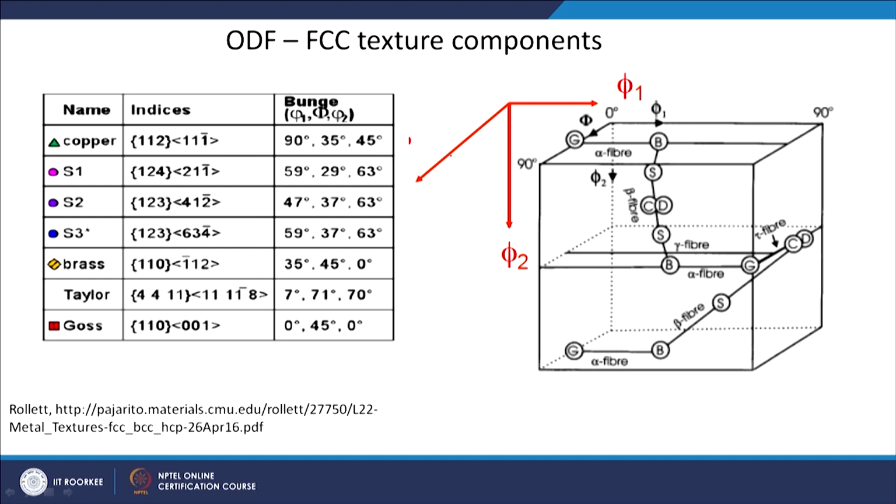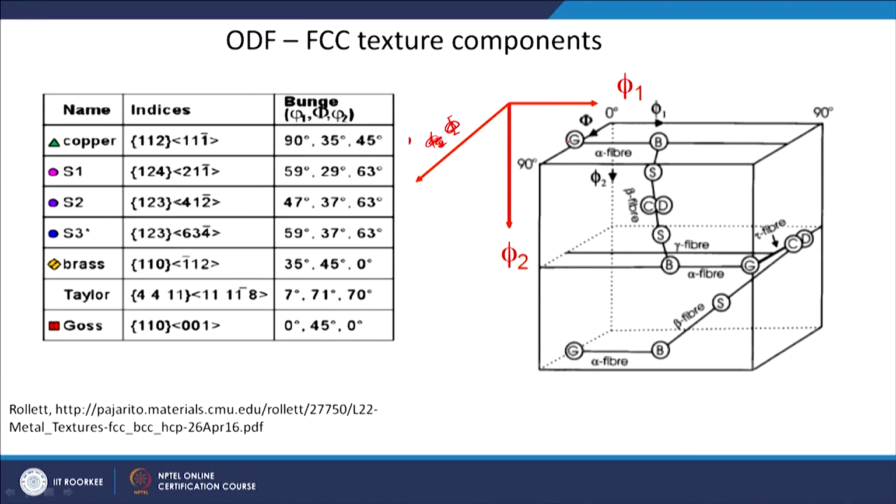So, this is my phi 2, this is my capital phi, and the ranges are 0 to 90, 0 to 90 and 0 to 90. You have different components and some fibers also. You have the alpha fiber like this and the gamma fiber like this. The names are the same as in BCC, but their location in the Euler space is different.